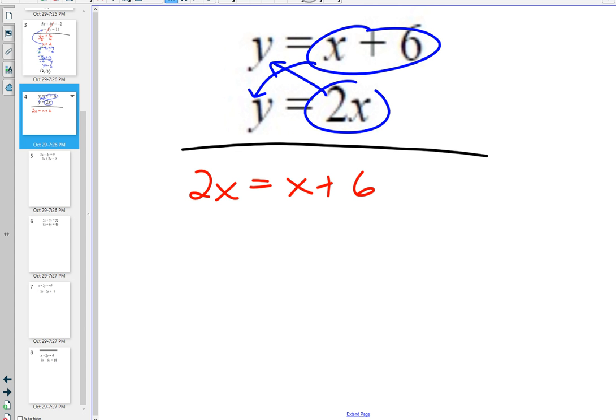Each time you substitute, whether it's at the beginning because you're doing substitution, or at the end when you use elimination, each time you substitute, how does your equation look different than the equations before?